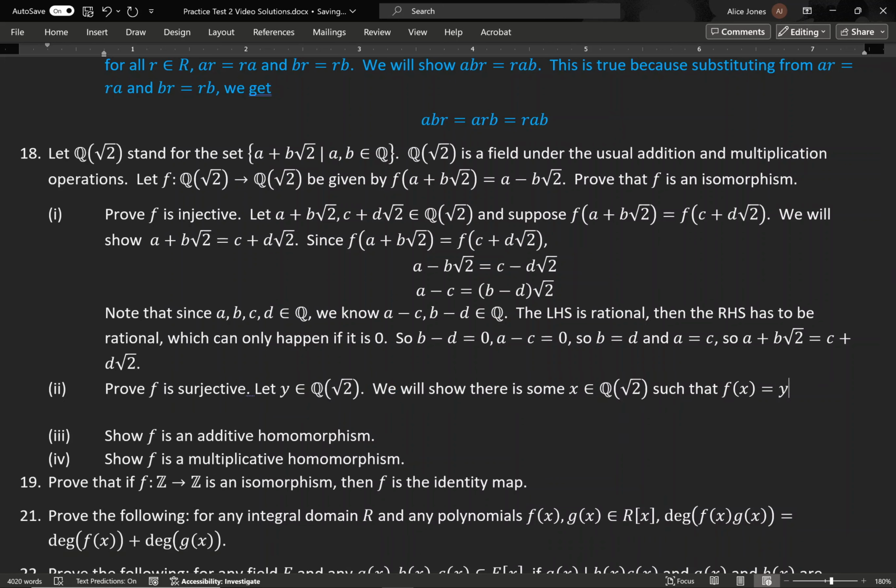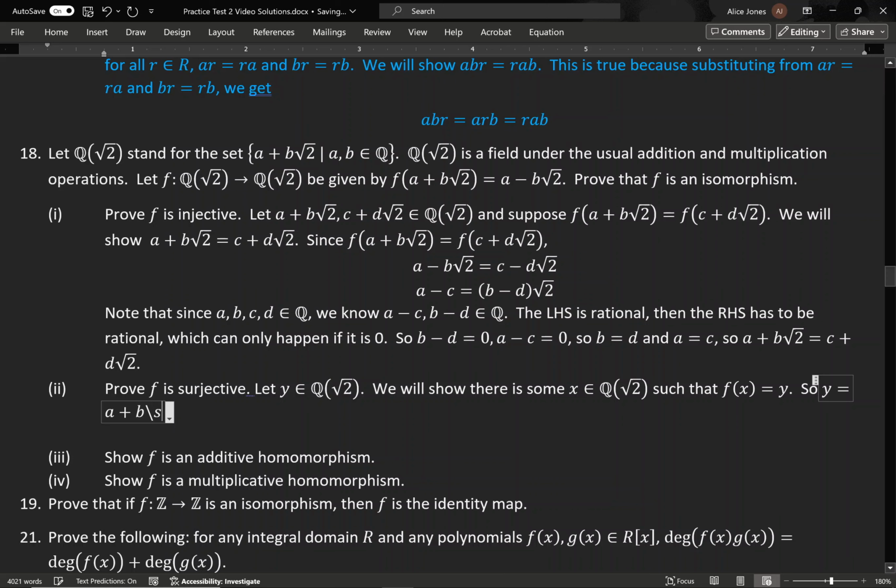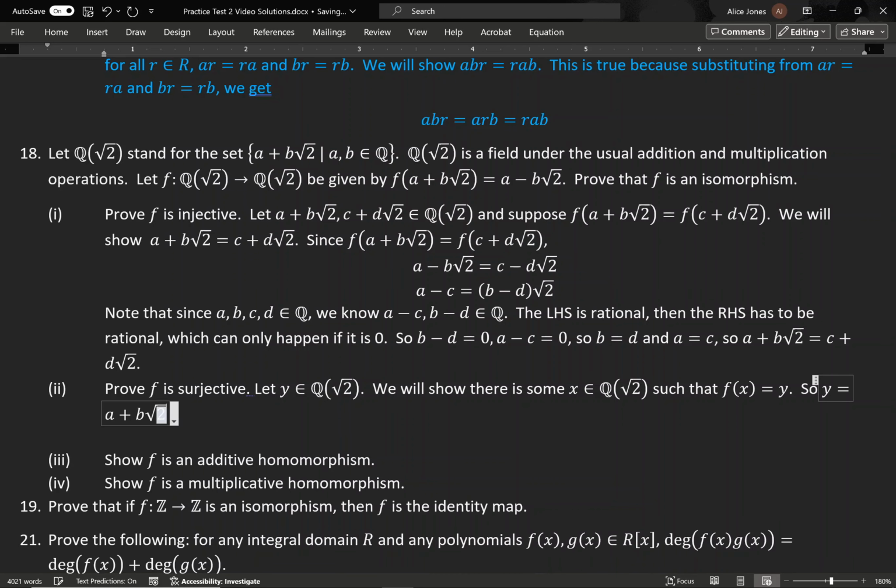So here you see I sort of blindly started out by just calling these elements by a single letter, but I am going to quickly actually have to expand them into a plus b square root of 2 and c plus d square root of 2, because otherwise I can't really do anything with the formula. So I'm going to go ahead and let y be a plus b square root of 2. So y has to equal something like this, a plus b square root of 2.